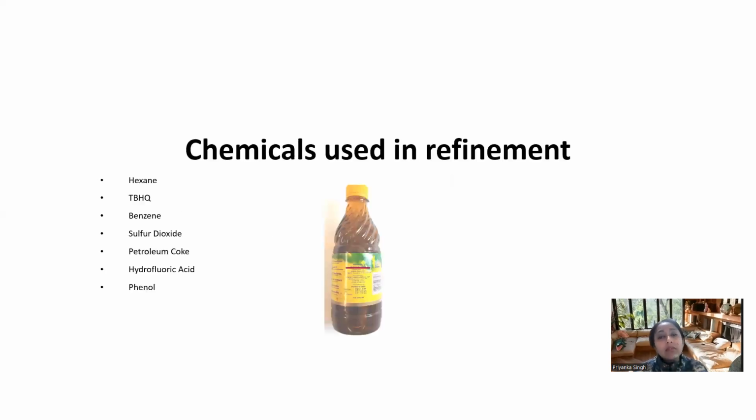So what are the chemicals that are used in refinement? Certain chemicals that you would read on the labels are hexane, TBHQ, benzene, sulfur dioxide, petroleum coke, hydrofluoric acid, phenol. I've seen TBHQ specifically mentioned on very famous brands of mustard oil. Like in this picture, you can see it's the Dabur mustard oil and TBHQ is specifically mentioned. All these chemicals mentioned on the list cause some type of disease in your body.